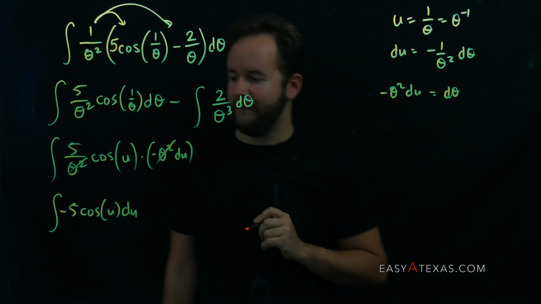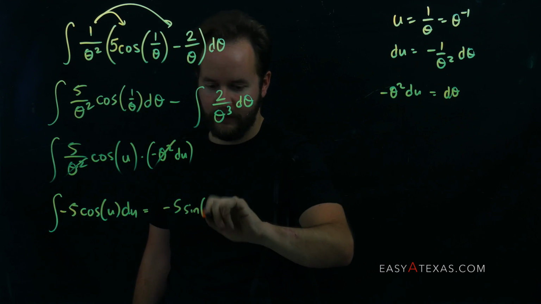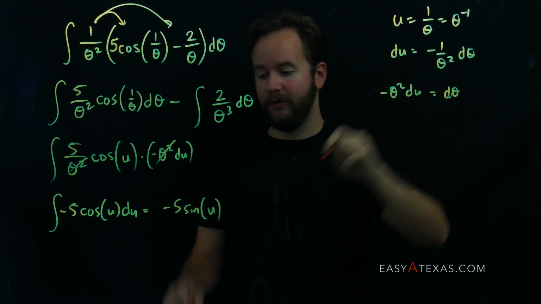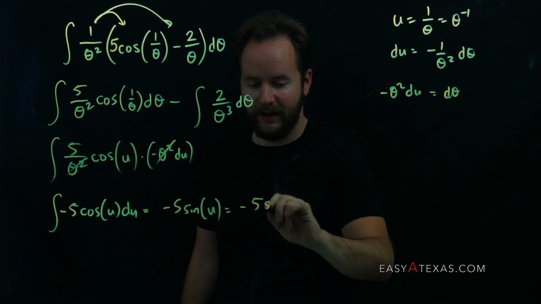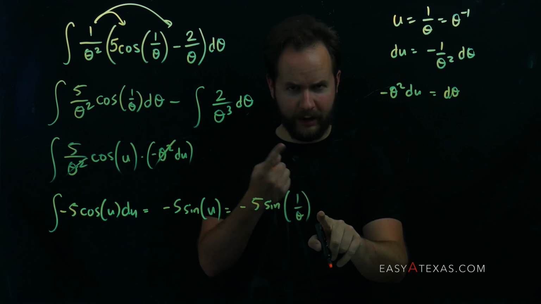And when I integrate negative 5 cosine of u du, I get negative 5 sine of u. Don't forget, we also need to replace u by the original substitution, namely 1 over theta. So I'm going to say this is negative 5 sine 1 over theta. Now, we're not quite out of the woods. One thing is we're missing a plus c, but I'll add that in a second.